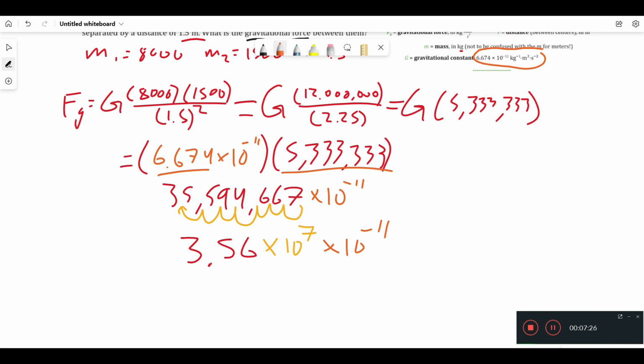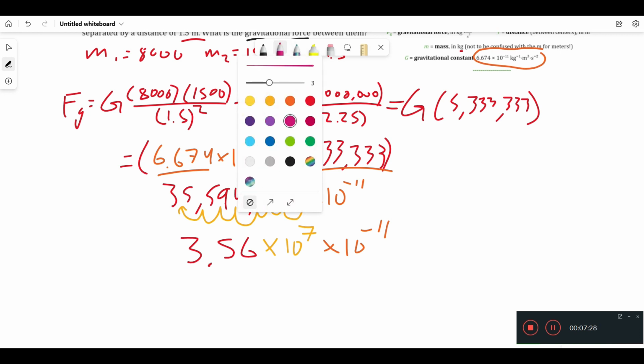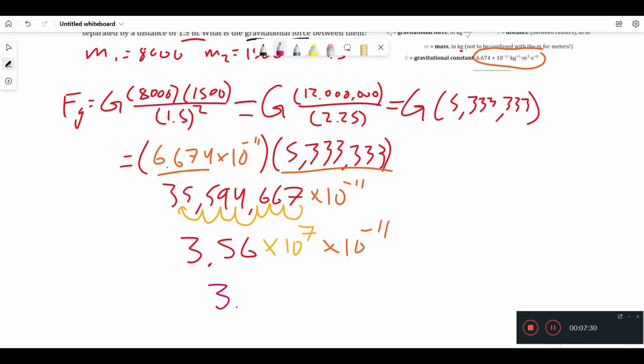This looks a lot more simple. The number is pretty much then done at this point, right? We know for sure it's going to be 3.56. And now the only thing we need to worry about is, of course, I'm so sorry, that looks more like a G. Let me undo that and make this 6 here. What we need to do now is simply work on that 7 and that 11.